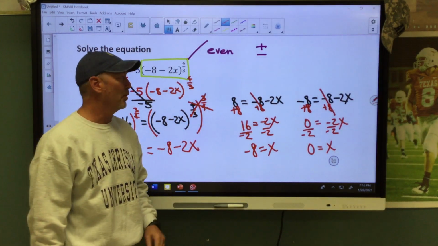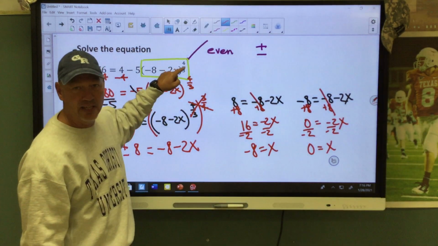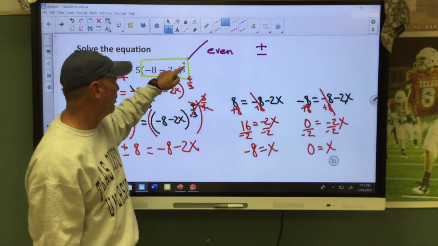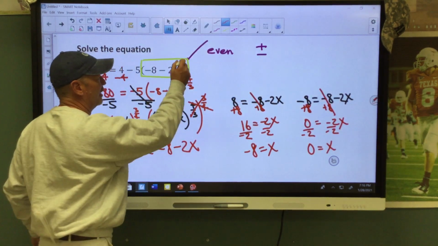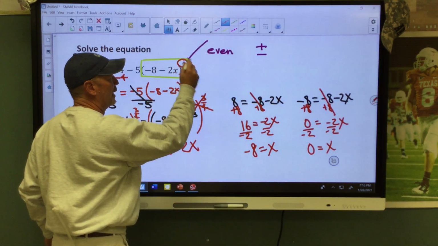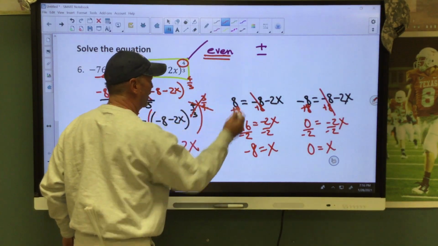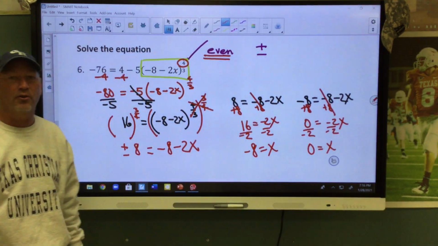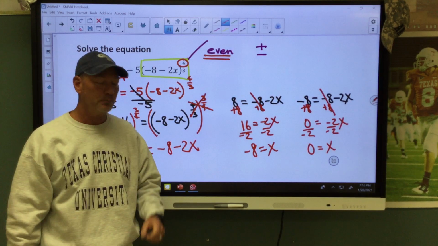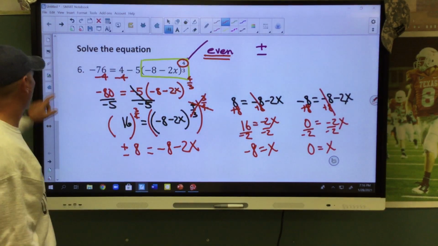Here's what you need to remember. When we start our initial problem, very beginning of the problem, if the numerator is even, we're going to need a positive negative version during the problem. Okay? All right. Let's keep moving.